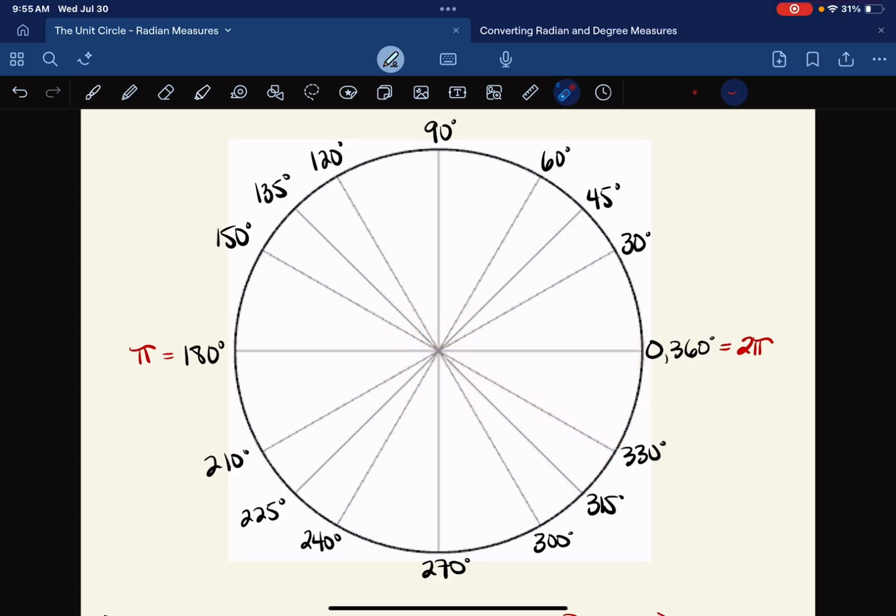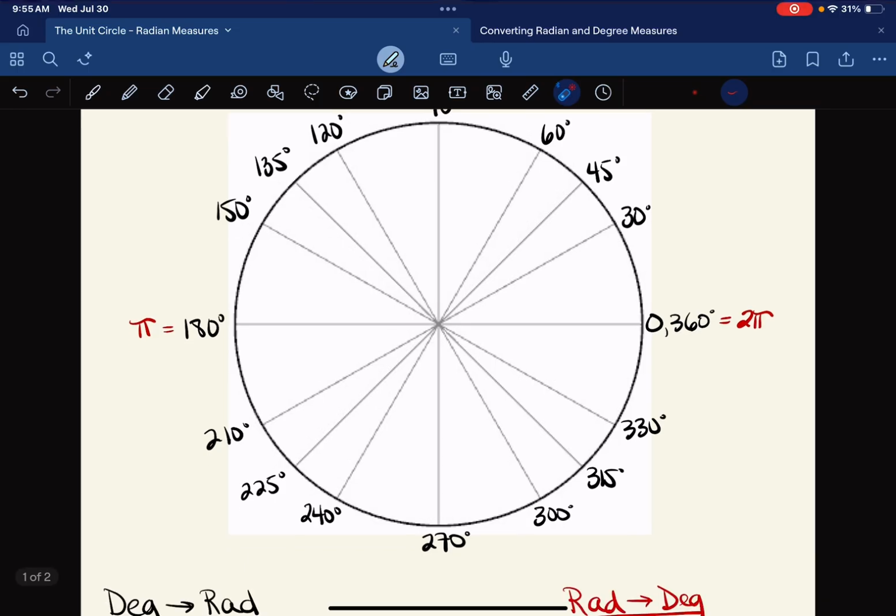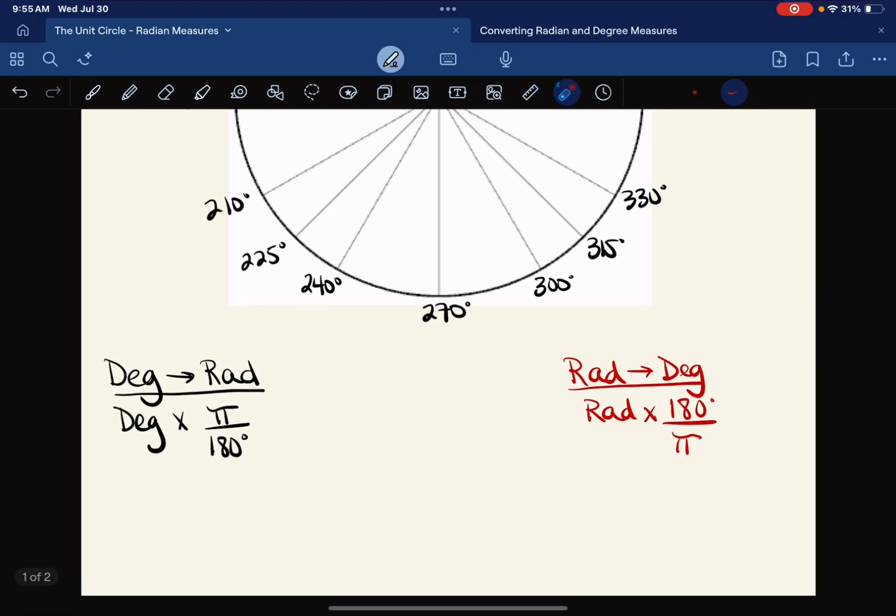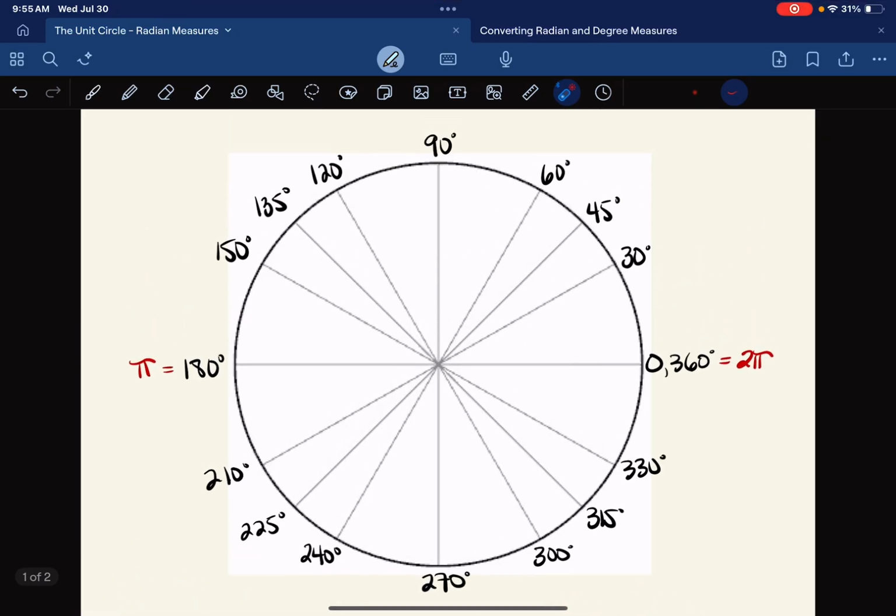So we labeled all of these degree measures, and then we talked about what a radian measure is. We know that one full rotation or one revolution is equivalent to 2 pi radians, which means that, of course, half of a revolution is pi radians. And then we talked about converting our degree measures into radians, and then we could go in reverse and take our radian measures and turn them back into degree measures. So let's do a couple of practice problems using these special angles on our unit circle.